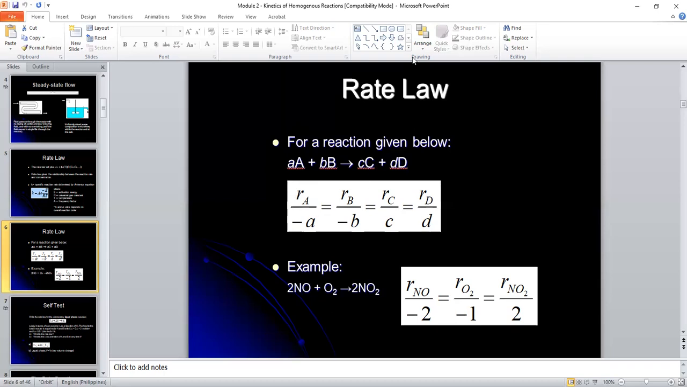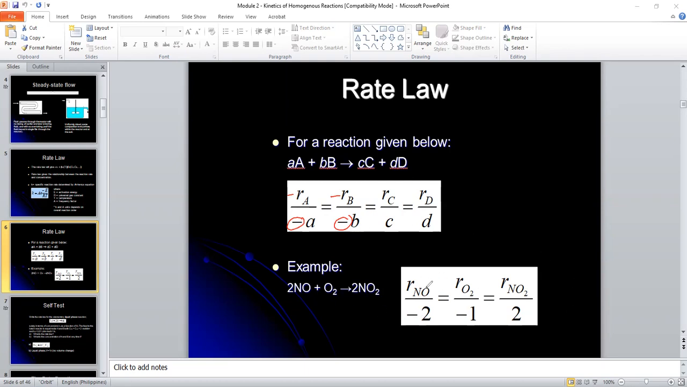Now, another way of writing this is you get rid of this negative sign here. You notice I placed the negative sign in here, denoting that A and B are actually reacting species. That is why it's important that you place the negative in here. And we have positive rates for C and D because they are products. Now, if we have this specific reaction on the formation of nitrogen dioxide, and we wish to relate the rates in terms of NO, O2, and NO2, so this is it.